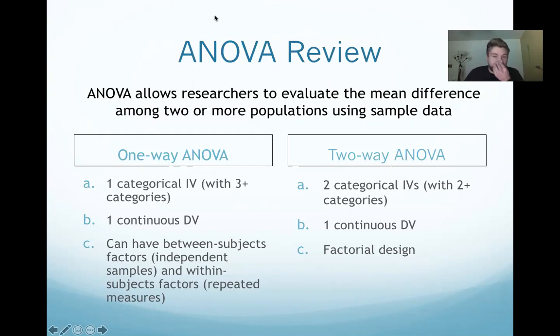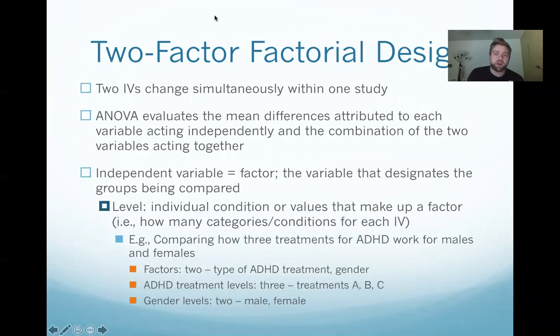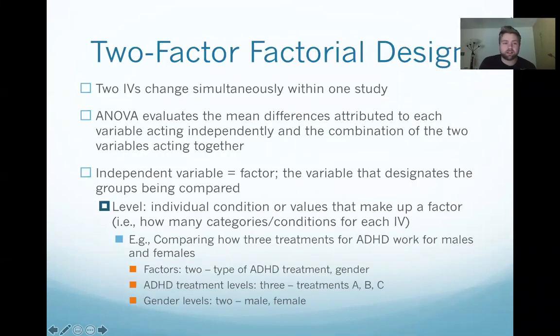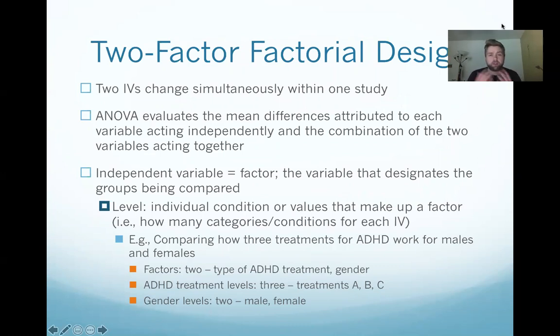So what we're looking at today is the two-way ANOVA. That's where you have more than one grouping variable, right? More than one categorical independent variable. And that's what we call a factorial design. So a two-factor factorial design is where two grouping variables or independent variables change simultaneously within one study. The ANOVA evaluates the mean differences attributed to each variable acting independently and the combination of the two variables acting together. The independent variable is what we call a factor, the variable that designates the groups being compared.